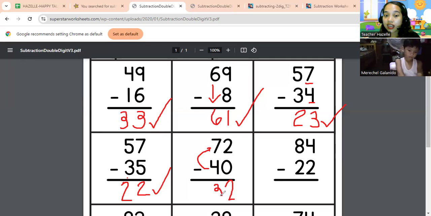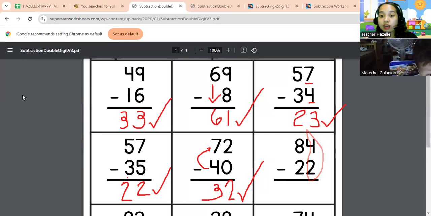What's the final answer? The final answer, Ivan, is 32. Very good. How about this one? Can you please read the next one? 84 minus 22. Okay, thank you. Let's try to answer this one first.